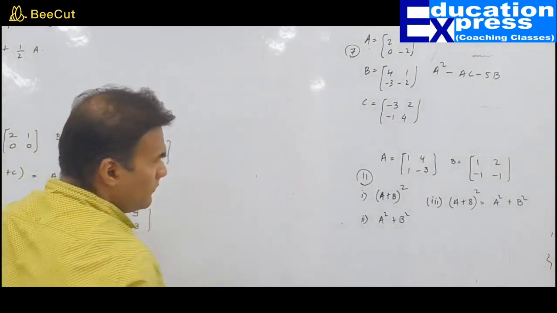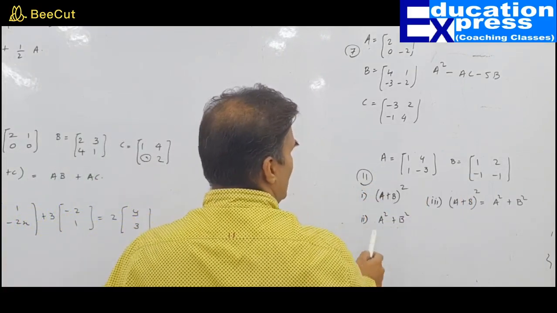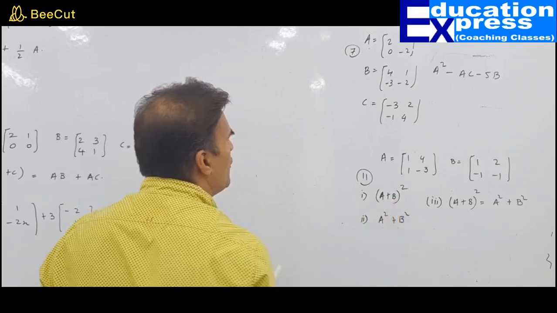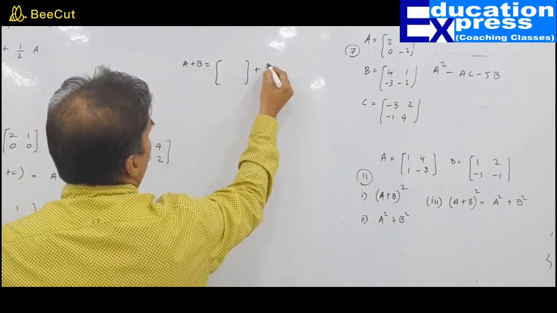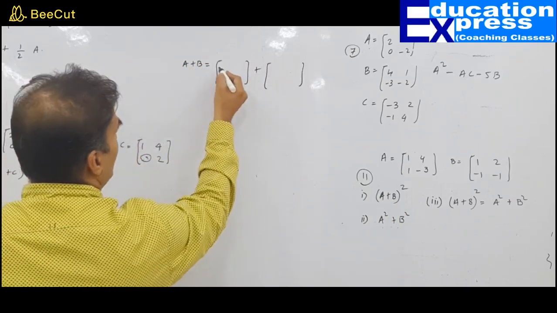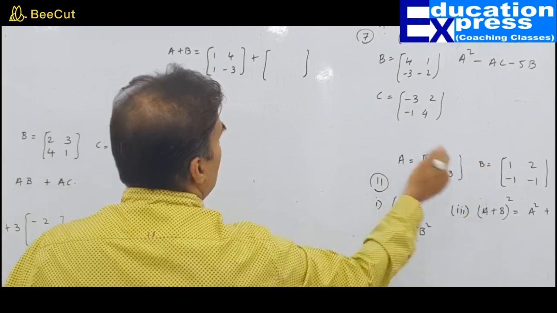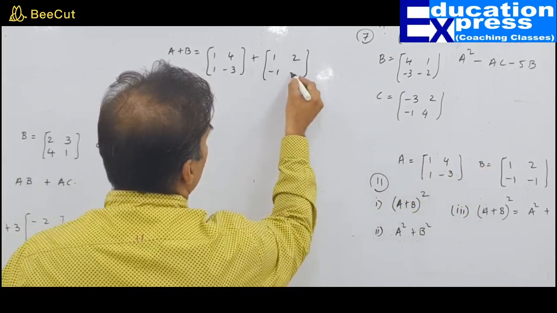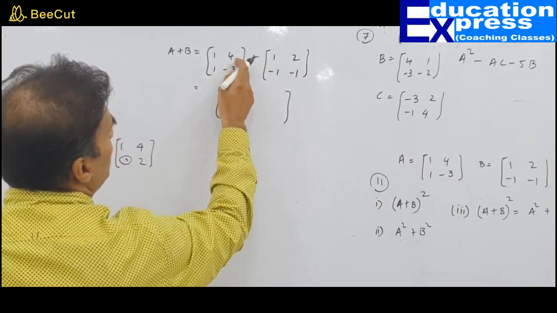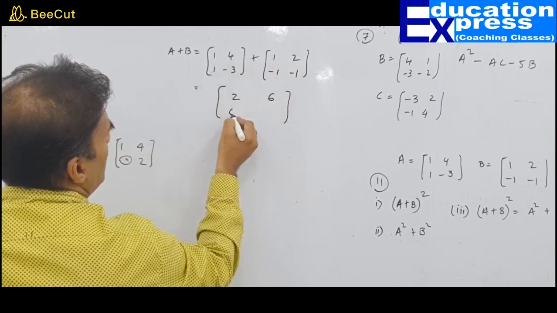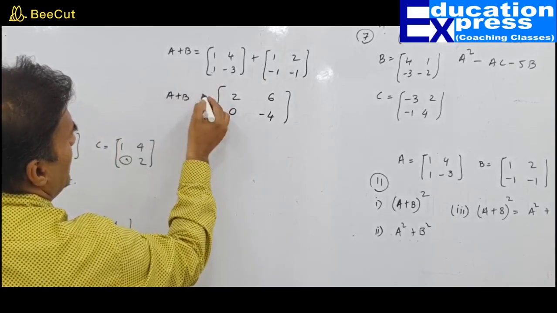The next question is: A is given to us, B is given to us. They are asking us to find out the value of (A plus B) square. So let us find out A plus B. My A plus B would be normal addition of the matrix: A is 1, 4, 1, minus 3. B is 1, 2, minus 1, minus 1. Can we add them? Of course, sir. 1 plus 1, 2; 4 plus 2, 6; 1 minus 1, 0; minus 3 minus 1, minus 4. So I got the value of the A plus B matrix.